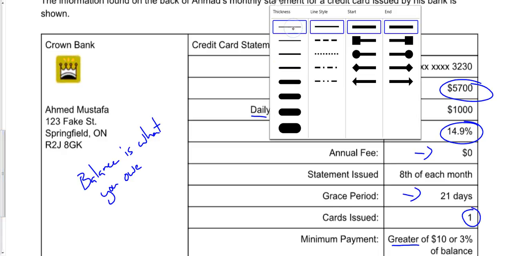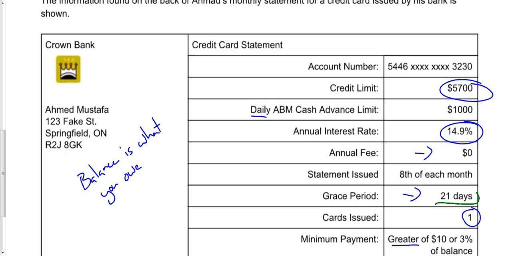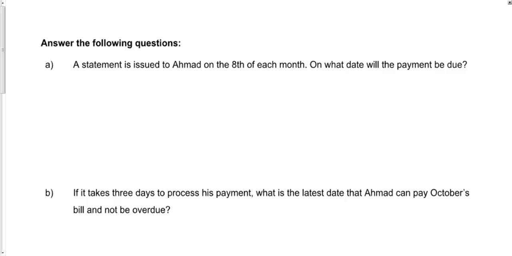So if his grace period is 21 days, okay, that means that he's going to have to pay from the 8th plus 21. Okay, so that means that he has until the 29th of each month to pay off his credit card debt before getting hit with an interest charge.